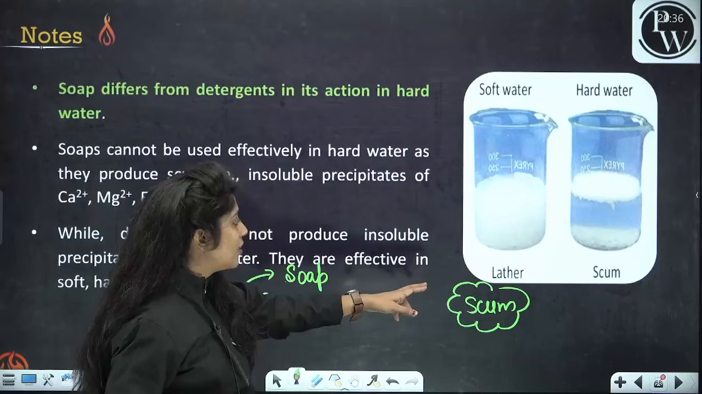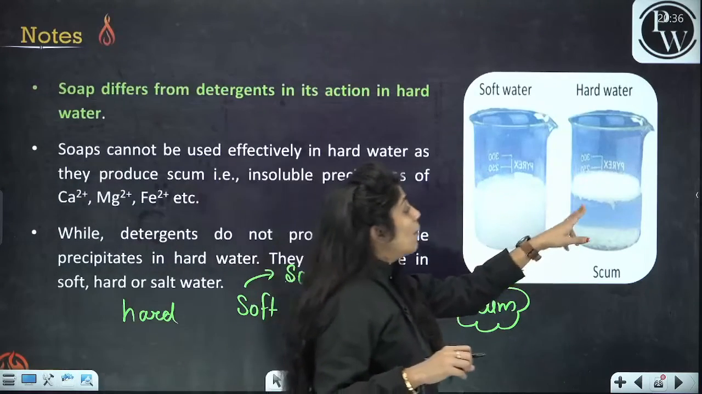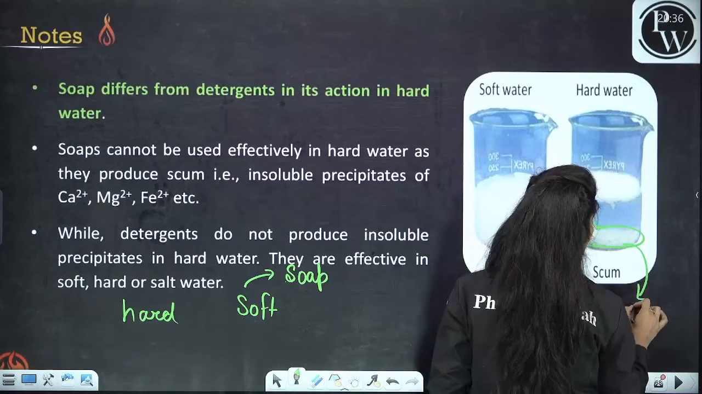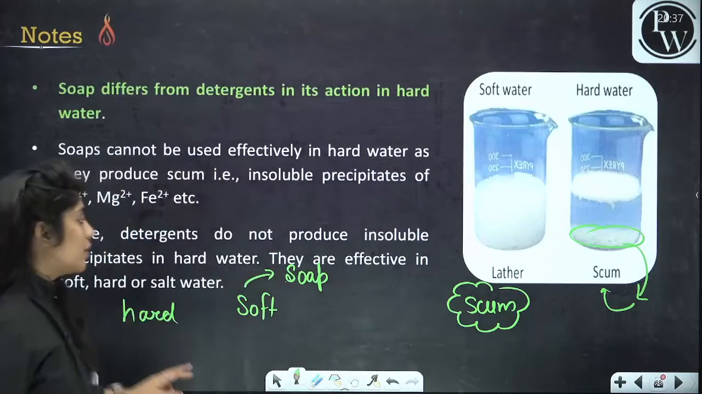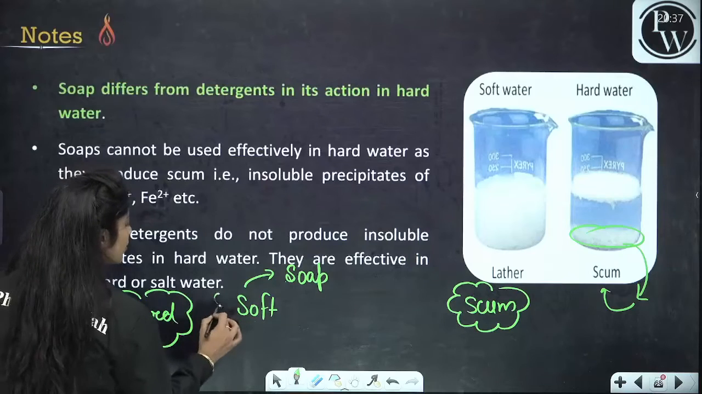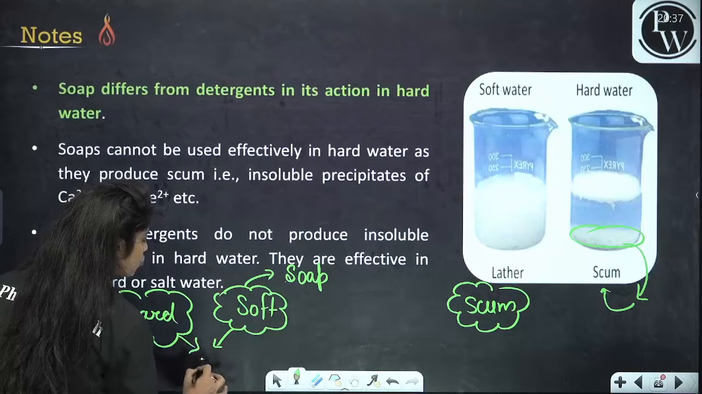You can clearly see here in the soft water, is it making lather? The cloudiness is here. But in the hard water, you can see the precipitation. We call it scum. Done? Not making the lather. But in both hard water and soft water, we can see the cleansing action of detergent.